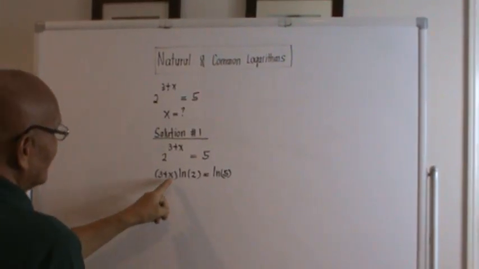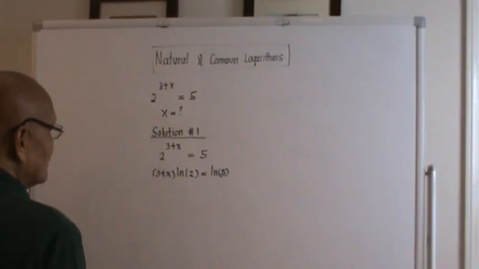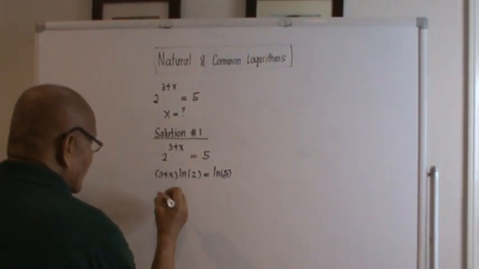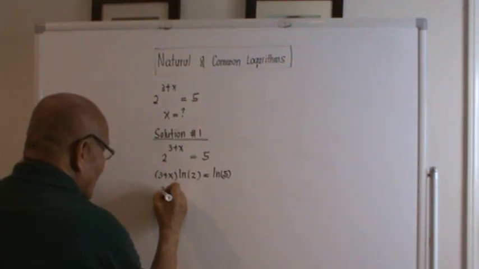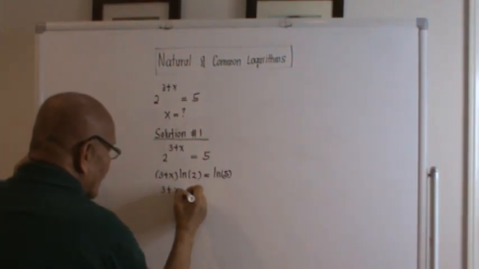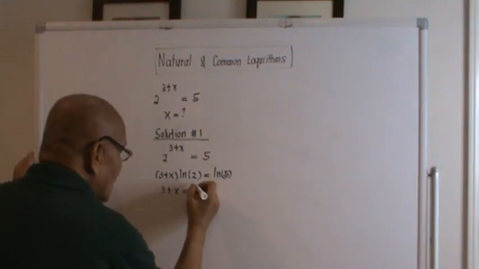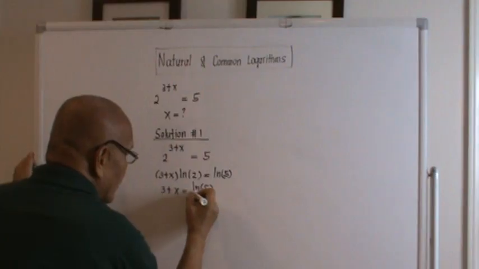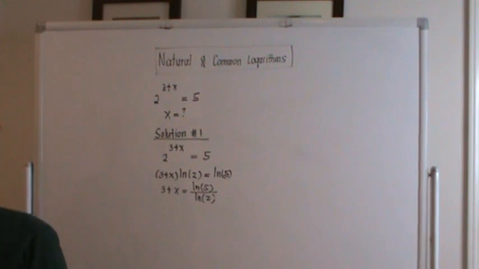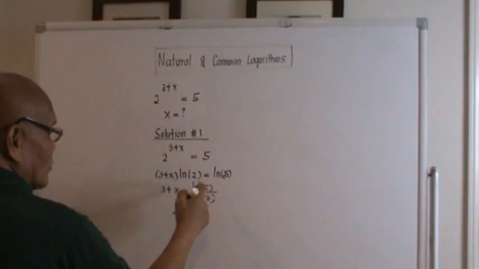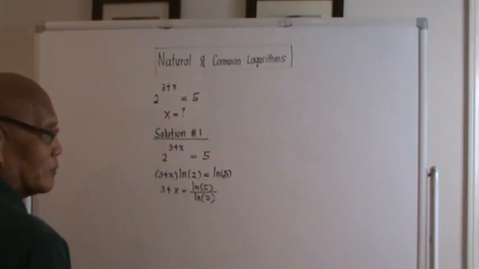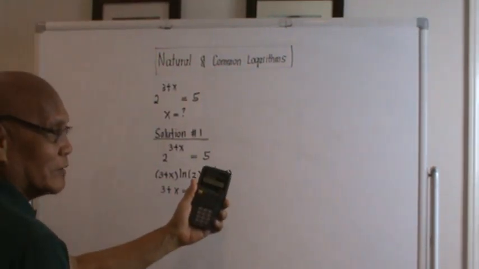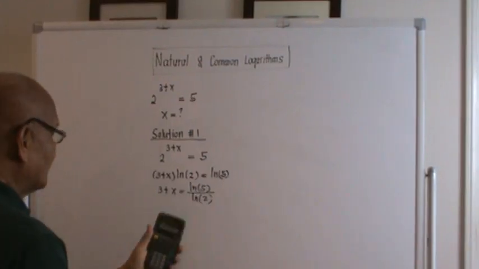So here, the only unknown now is the value of x. If we simplify this, it becomes 3 plus x equal to the natural logarithm of 5 over the natural logarithm of 2. In the calculation of the natural logarithm of 5, we cannot do anything about it, but we must use our calculator, a scientific calculator.